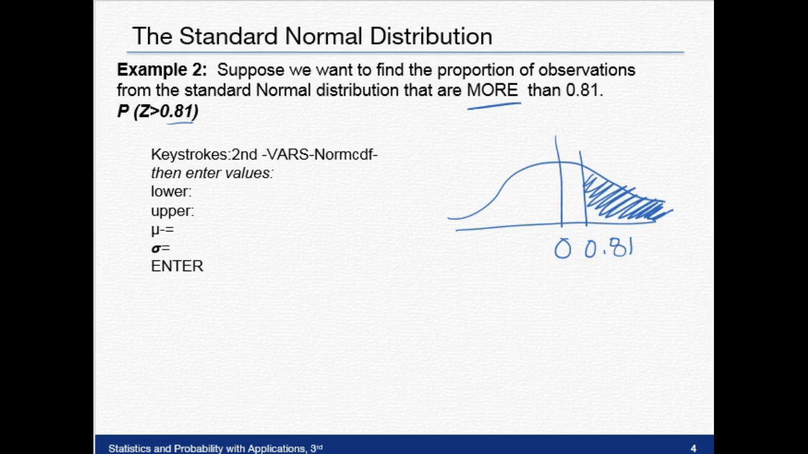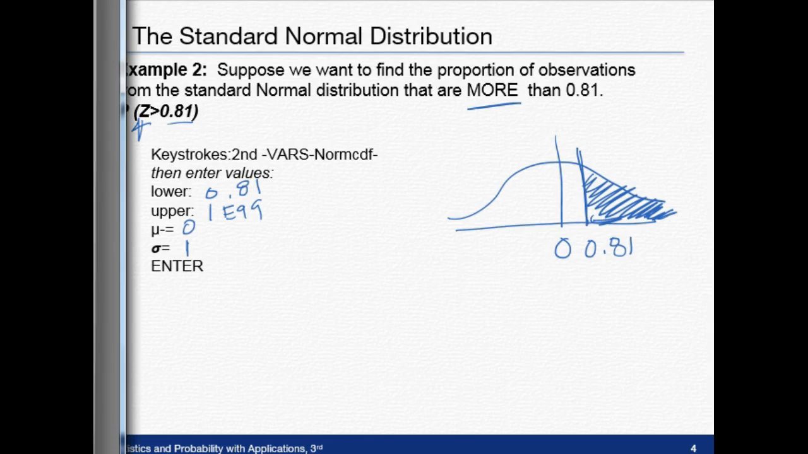Okay? And so when I think about my lower bound and my upper bound, I think about the lower bound of what I shaded and the upper bound of what I shaded. So my lower bound this time is 0.81. Upper bound, 1e to the 99. Mu, because I'm using a z-score, the mu is always going to be 0 and the sigma is always going to be 1. And then I hit enter and I'll have my answer.